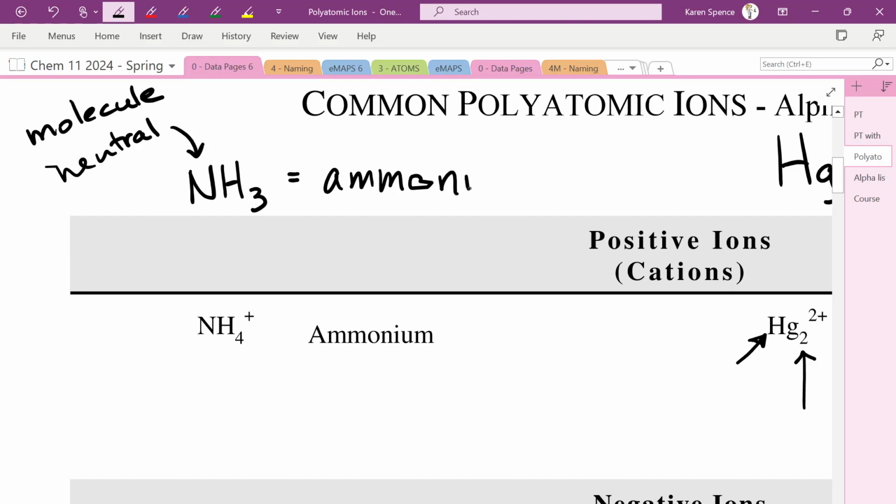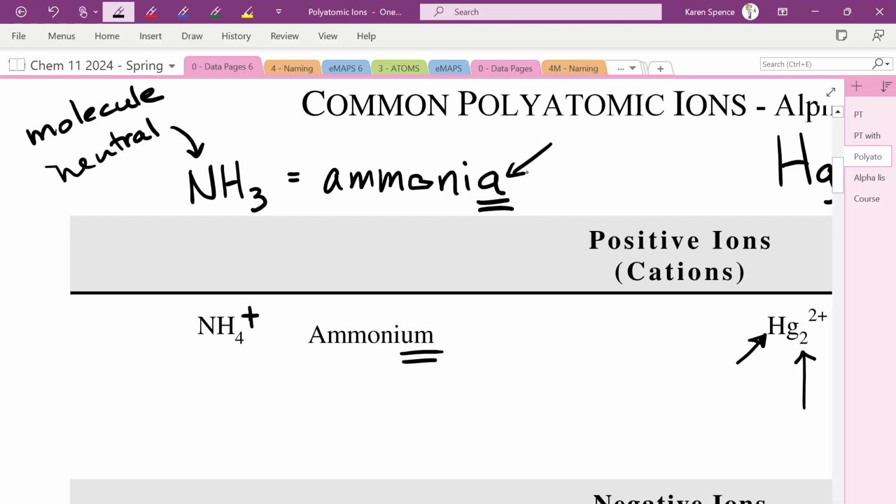Ammonia. Okay, so when you have the ion, it's ammonium, and you've got 4 hydrogens. When you have the neutral molecular compound, it's ammonia.